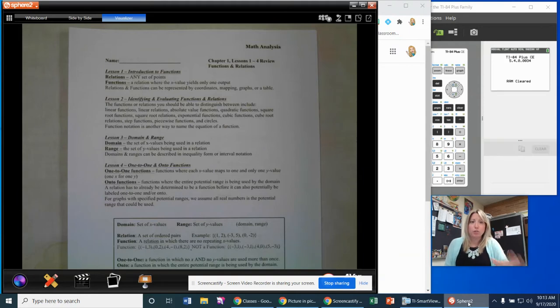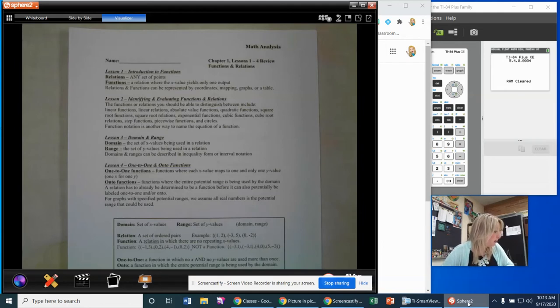Lesson 1, functions versus relations, right? Every set of points is a relation. Some are functions. That's when you have an x value that only has one matching y value. So x values don't get repeated, right? Then we were identifying, so we needed to be able to identify between all of our different types of functions and relations, the main ones: lines, absolute value, cubics, cube roots, parabolas and circles, and we're looking at square root functions versus square root relations. Those were some of the things that we need to be able to identify between, right? Step functions, piecewise functions, the good stuff.